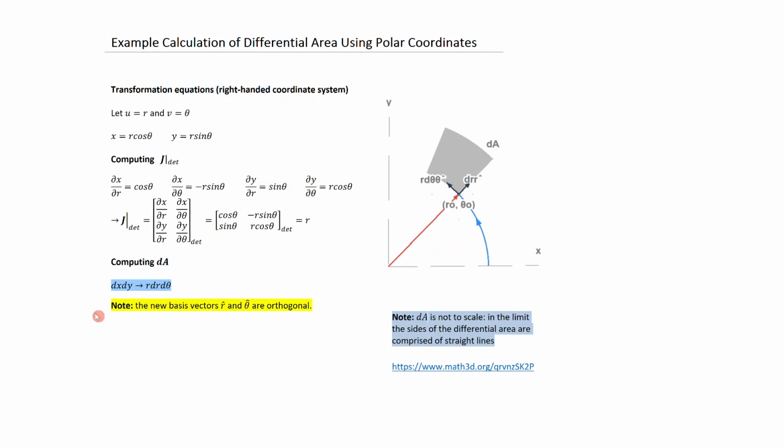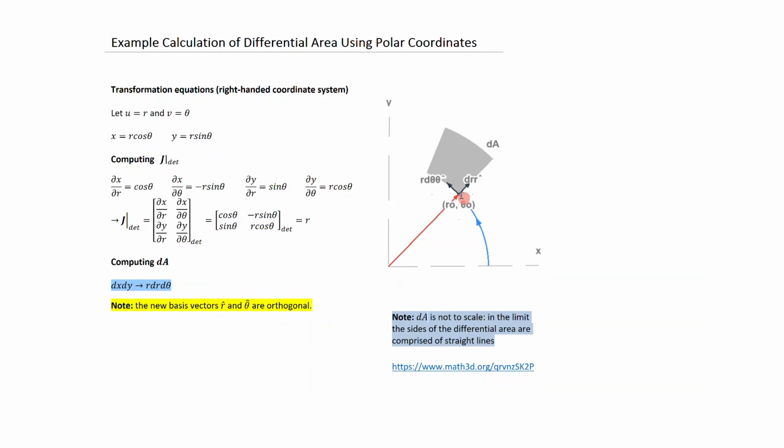All right, so when you compute dA then, we said it was going to be the Jacobian times the new differential elements, which would be dr d theta. So that means dx dy transforms to r dr d theta. Right? Turns out these new basis vectors are orthogonal to each other.